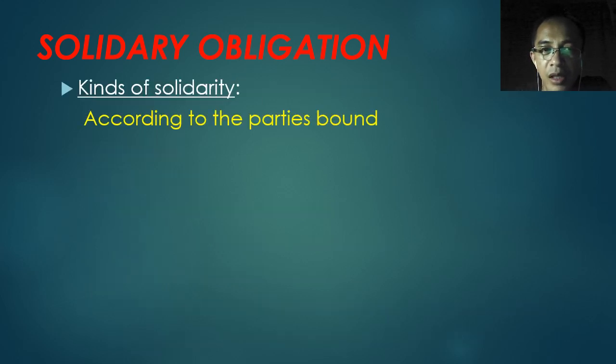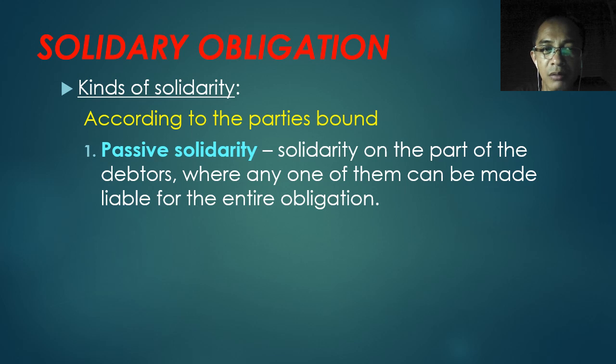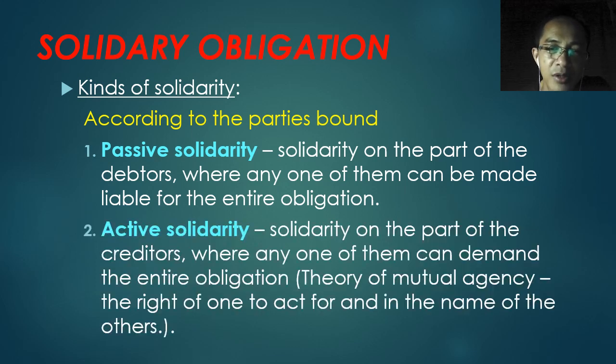Kinds of solidarity, according to the parties bound, may be passive. Passive class, right? Passive means the debtor. When the solidarity is on the part of the debtor, it is passive solidarity. Like our example, A, B, and C owe 9,000 to D. Then solidarity, passive solidarity on the debtors.